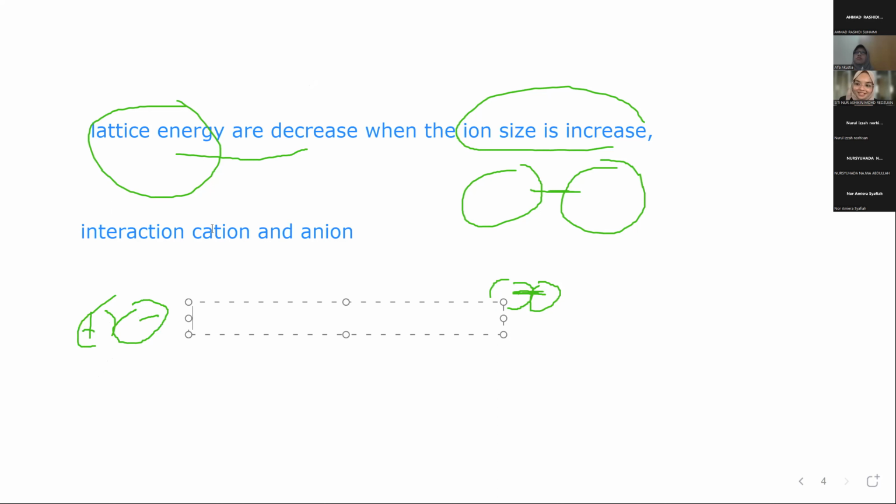And I compare the different cations with the same anion. The size of the anion is the same, but the ion size of the cation is increased. This one is bigger, and the second is bigger than this one.